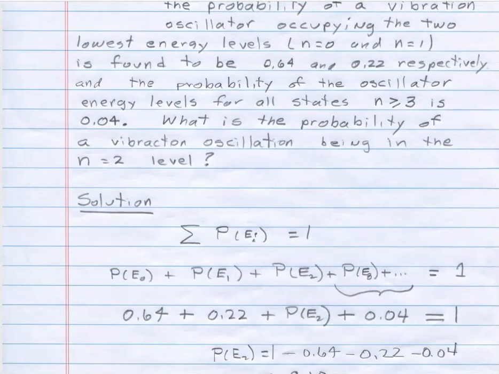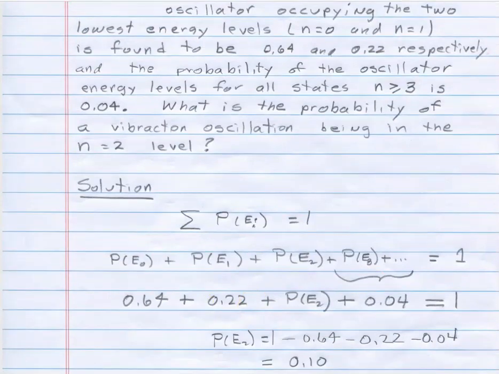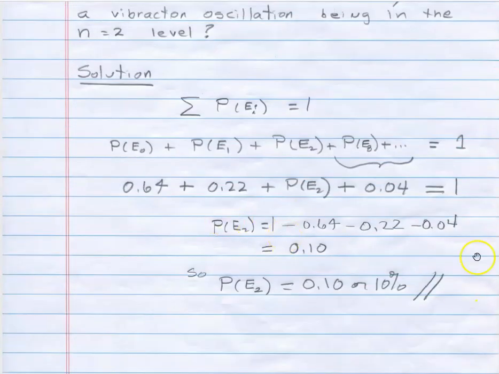We can write these out. We're given that the probability of energy level 0 is 0.64, and of energy level 1 is 0.22. We're not given this one, so I'll leave that written. And then the sum of all these other probabilities from energy level 3 all the way up to infinity is 0.04. And I know that all the sum has to add up to be 1.